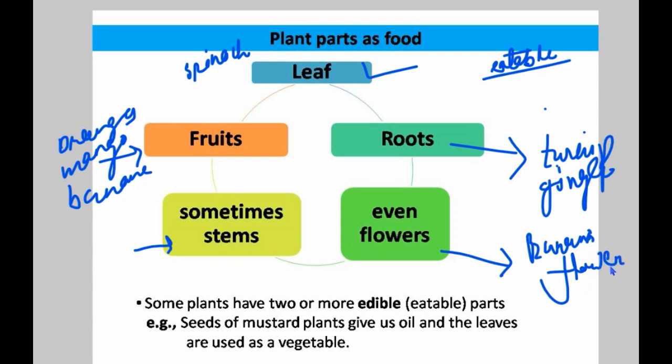Now coming to some plants which we eat, a few plants are having so many different parts to eat. Like we can eat their fruits, and leaf. Sometimes we can eat the complete plant also. Here they have mentioned one example of mustard plants. Mustard plants give us oil, whereas its leaves can be eaten as a vegetable. हम उसकी leaves vegetable की तरह भी खाते हैं.